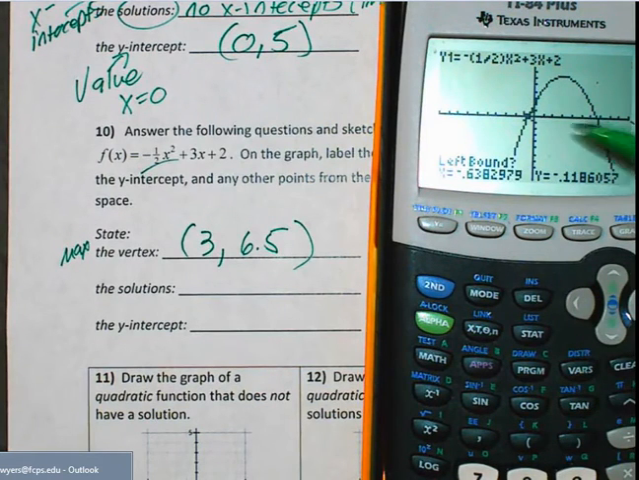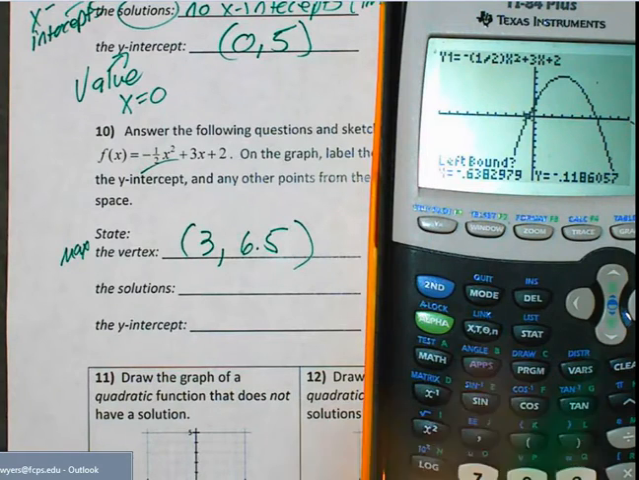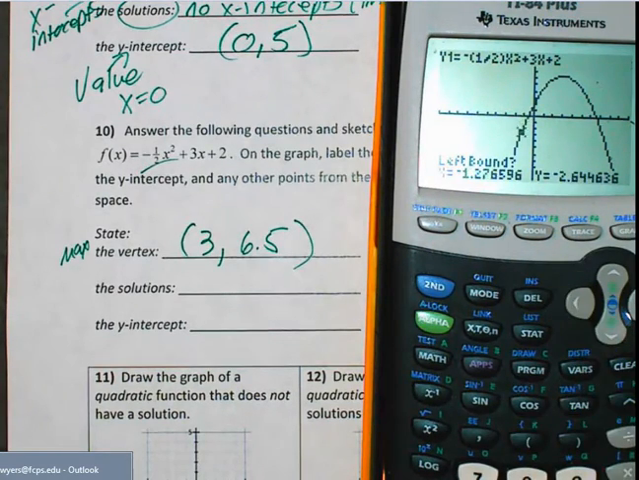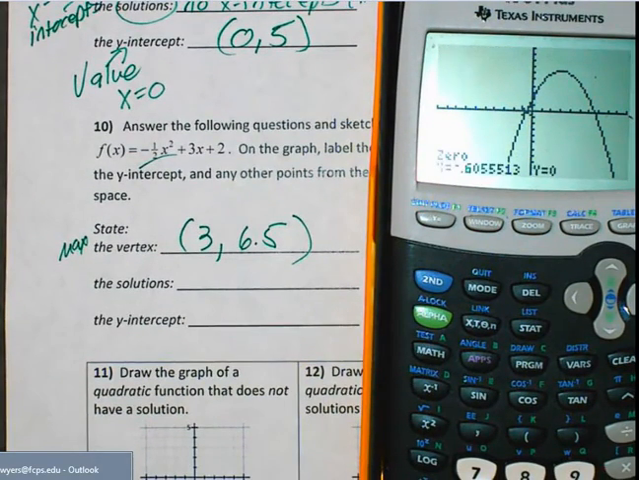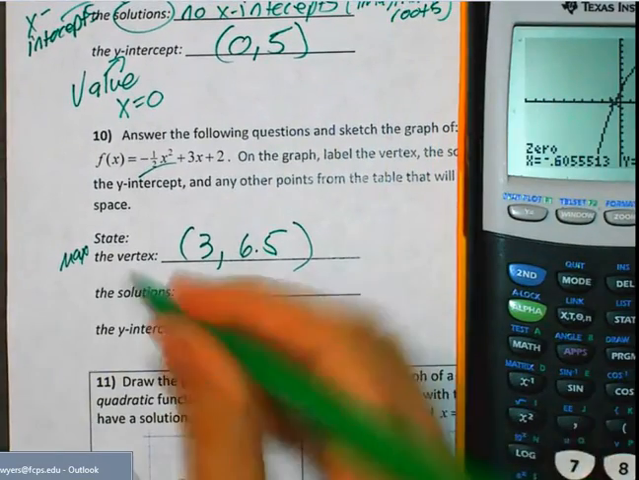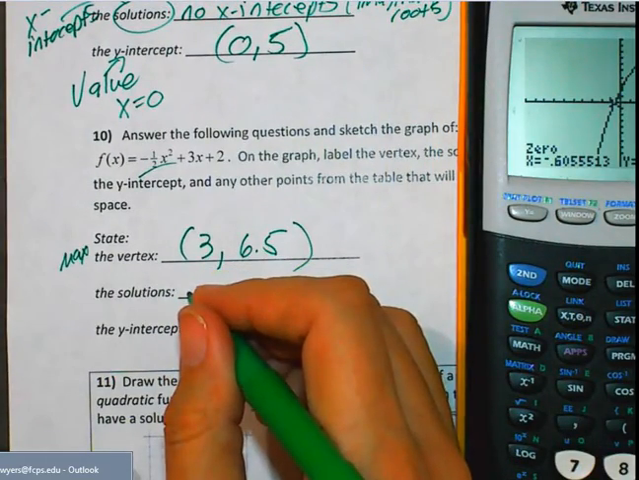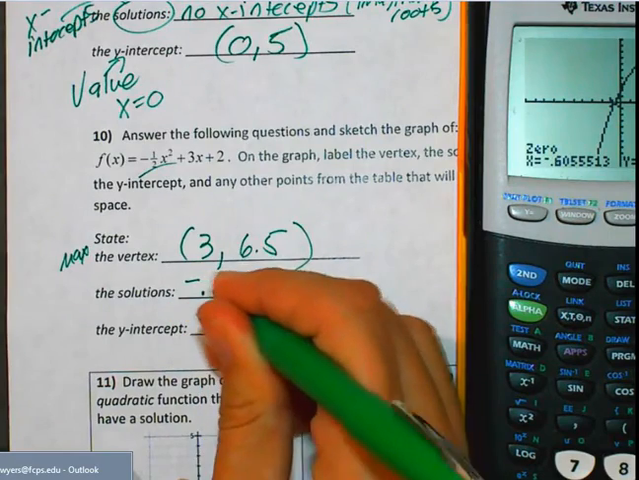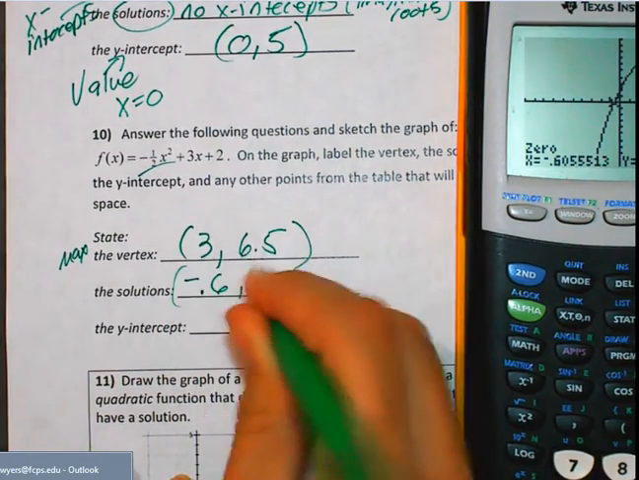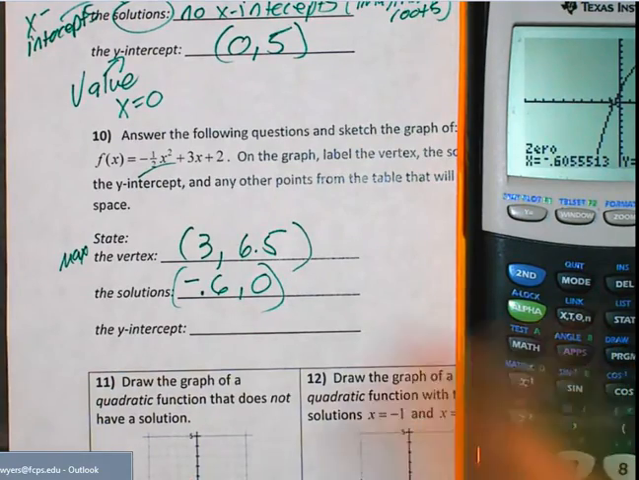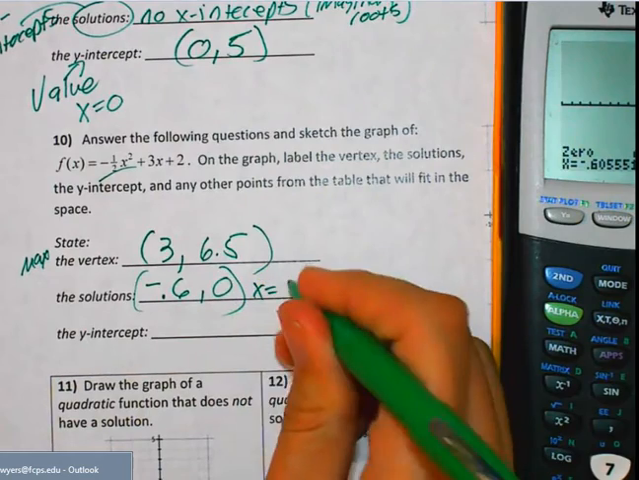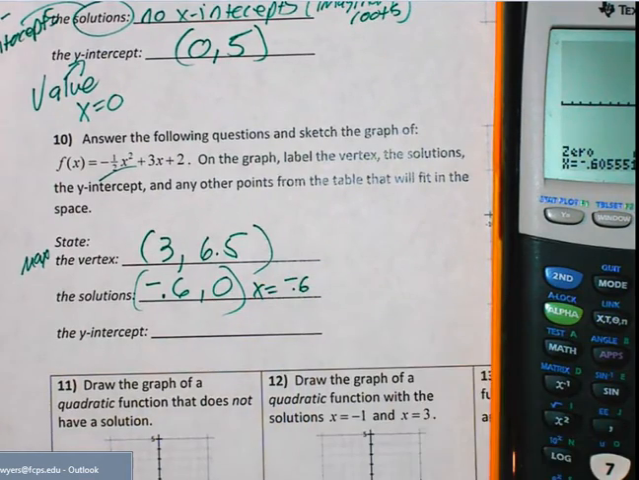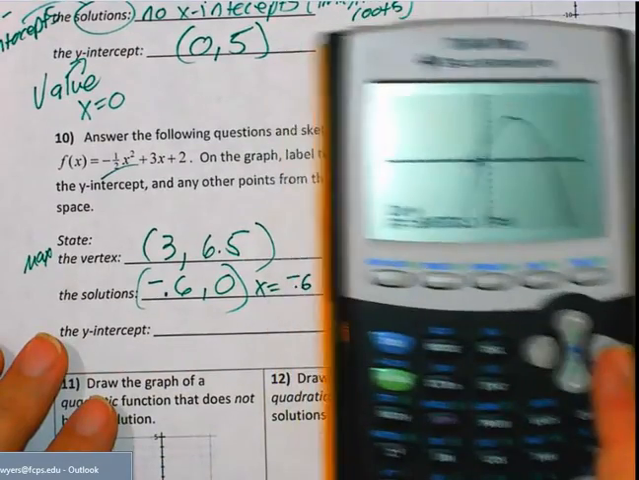So notice the cursor is about where the x-intercept is, but it's asking for left bound again. So you go left 3 times, press enter, back up, right 3 times, press enter twice. So that's going to give you 1 of your solutions. Negative 0.6, 0. And we know that we write solutions as x equals negative 0.6, but we do need to graph this, so we need to know our actual coordinate.